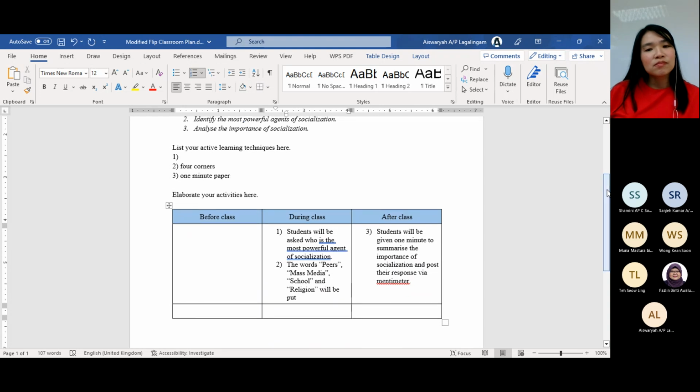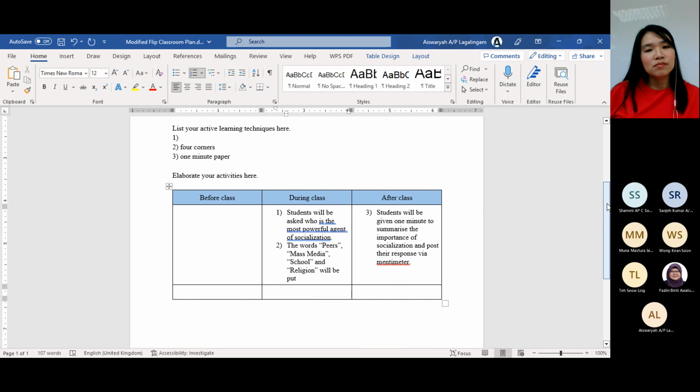I have not decided what I wanted to do before the class. So during the class, because there are a number of powerful agents of socialization, I was thinking of employing the 4 Corners technique, whereby I put up the 4 agents of socialization on 4 corners of the classroom, and I ask them to go stand at the corner at which they feel has the most powerful agent of socialization. Those who stand in each corner will discuss among themselves why they chose it. And then later on, they will share with the entire class why they think it's the most powerful agent.